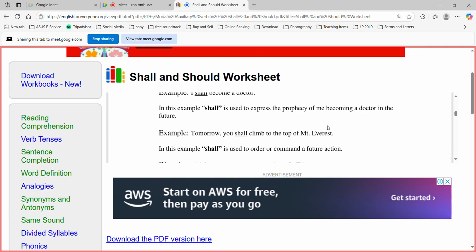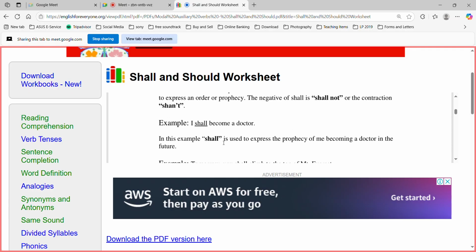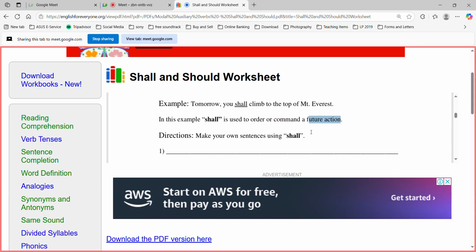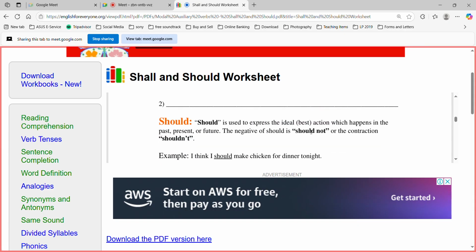All right. When we speak about the future, we don't know exactly what will happen next. So you have to know this. Shall is used to express the prophecy, and also shall is used to order or command a future action. Alright, so should.